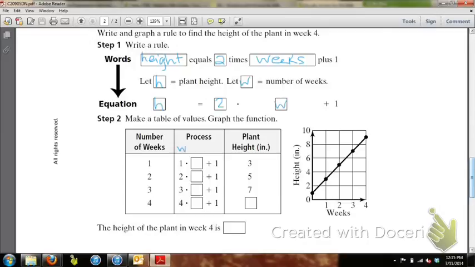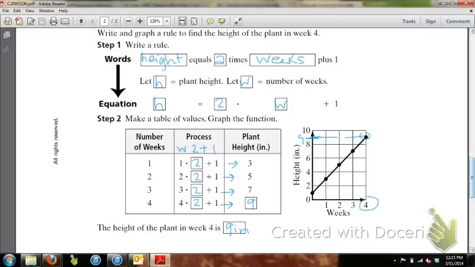So in here, they put the week number first. So week times 2 plus 1. So 1 times 2 is 2 plus 1 is 3. 2 times 2 is 4 plus 1 is 5. 3 times 2 is 6 plus 1 gives me that 7. 4 times 2 is 8, and 8 plus 1 is 9. So you can see 4, here's 4, go over, it's between 8 and 10, which would be 9. So the height of the plant in week 4 is 9 inches.